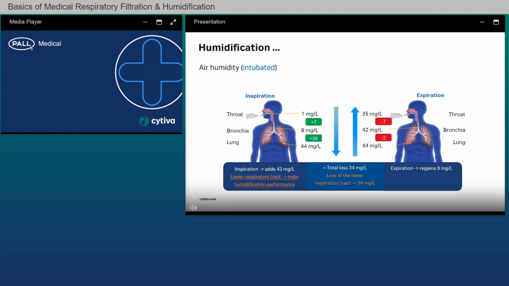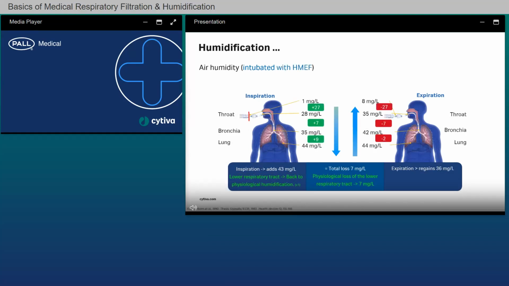The exhaling figures remain pretty much the same. 2 milligram at the lower part and about 7 milligram per liter is mainly attached to the inside of the tube. But keep in mind, now the main loss of water comes from the lower part of the lungs, which, as we already mentioned, is not physiological and can lead to damage in the long term.